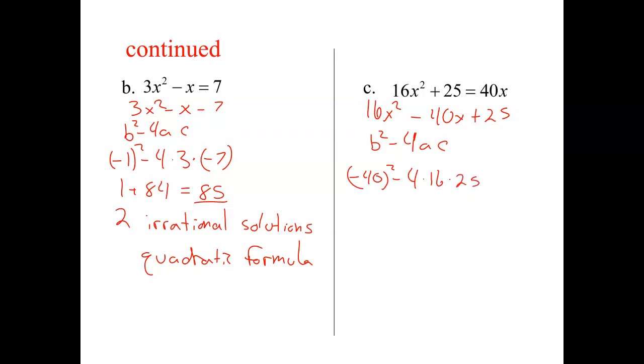Okay. What's negative 40 squared? 1600. Oh yeah, I forgot. What is 4 times 16 times 25? 1600. What's 1600 minus 1600? 0. How many solutions? One rational solution. One.